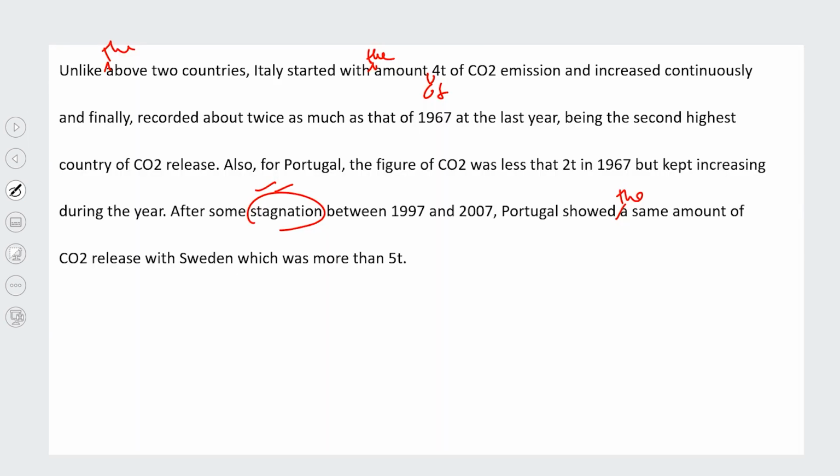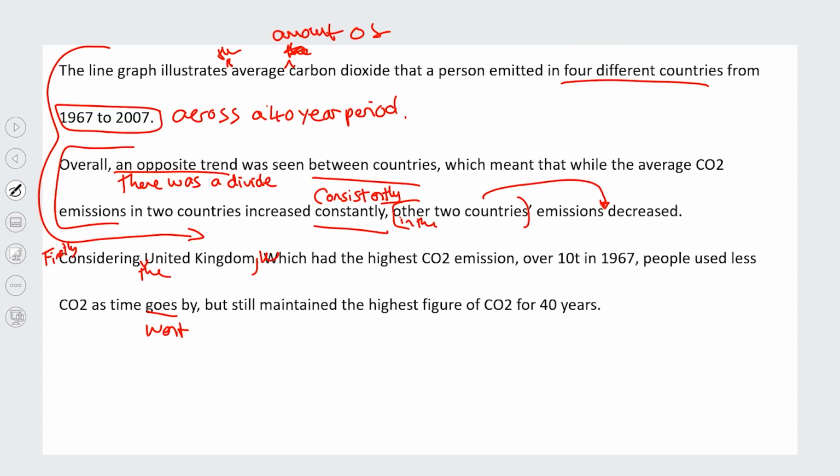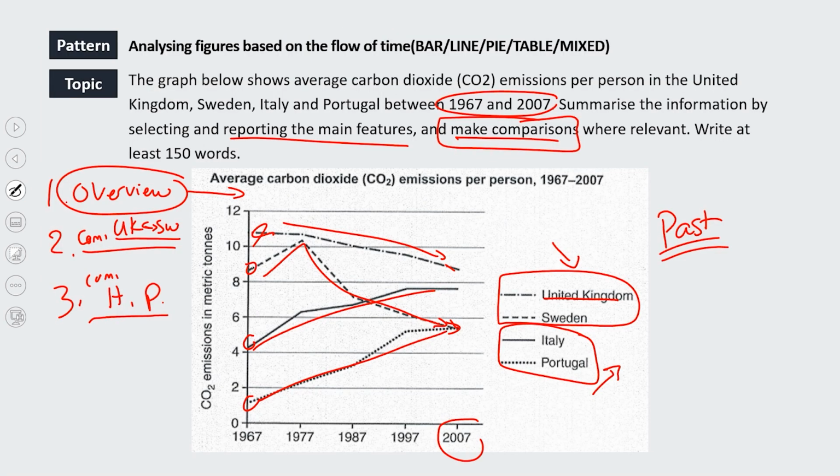Okay, so what this candidate has done is they've literally just gone through country by country. I was going to sort of band it into 3 paragraphs, but this candidate has gone paragraph 1, overview, paragraph 2, UK, paragraph 3, Sweden, and then for some reason paragraph 4, Italy and Portugal together. Can you see how it doesn't feel logical as you go through? I thought it was strange that they put these 2 countries together. If you're going to do country by country, why not just do country by country?